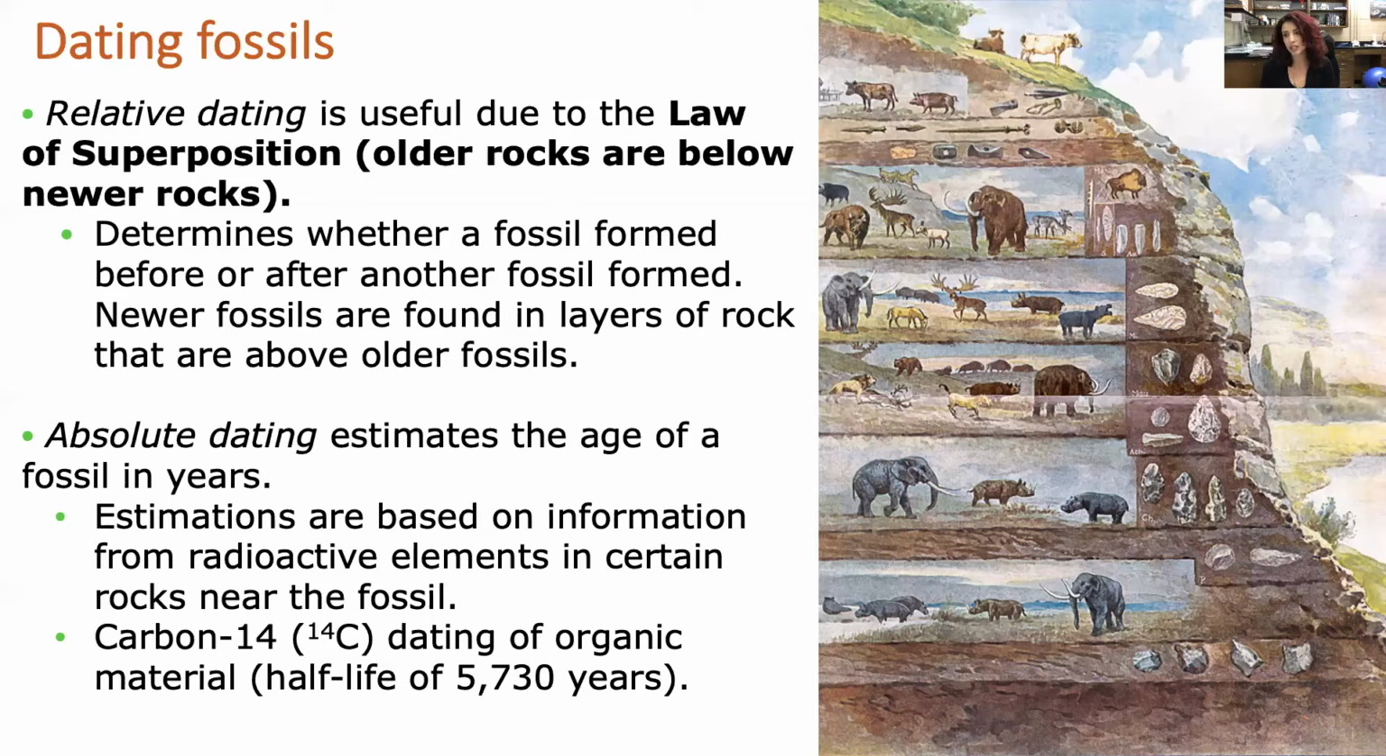So estimations are based on information from radioactive elements in certain rocks near the fossil. A specific example of a type of radioactive element that you are probably most familiar with is carbon-14. Carbon-14 dating is really good for organic material that hasn't been around for too long. It has a half-life of 5,730 years.